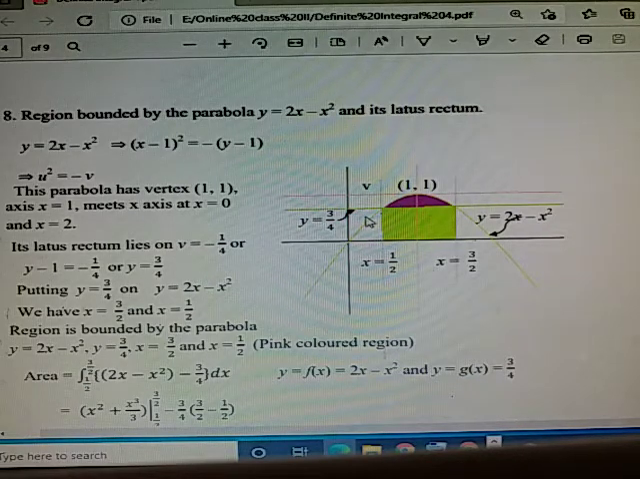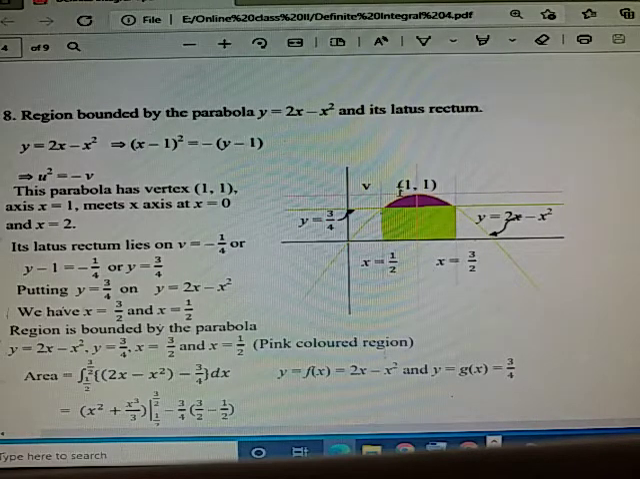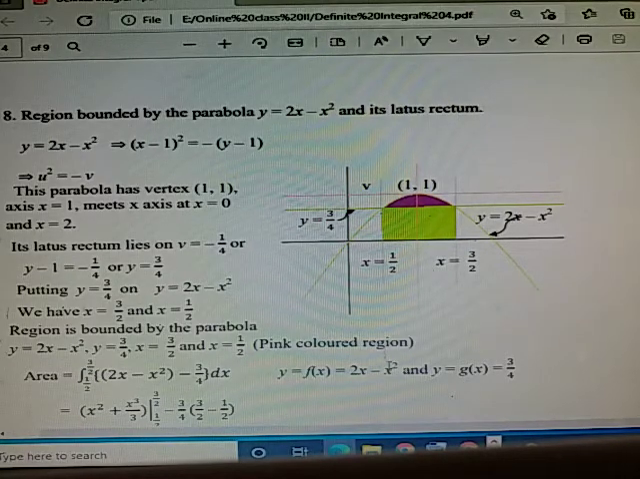And what will be our limits? We are finding the points of intersection of the latus rectum and this graph. So x is equal to 3 by 2, and x is equal to half. The region bounded by the parabola is this one. So this is our main function, 2x minus x square, and y is 3 by 4. So we are finding this area between 2x minus x square and y equal to 3 by 4.